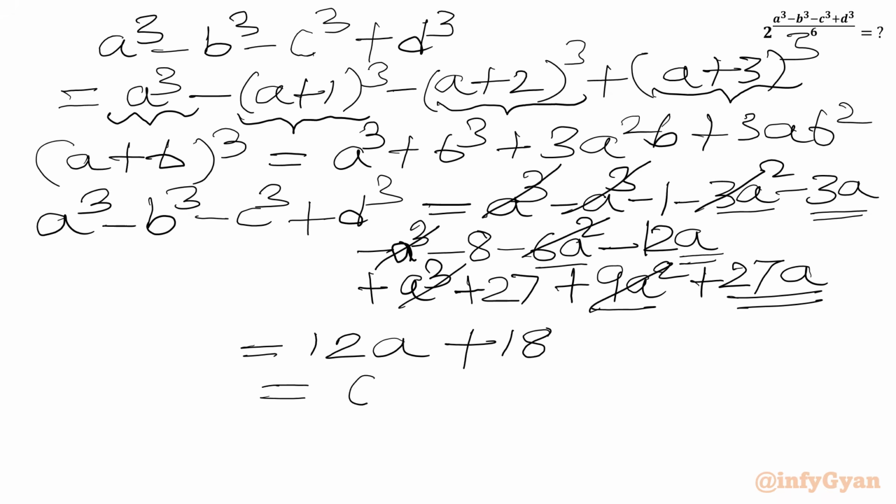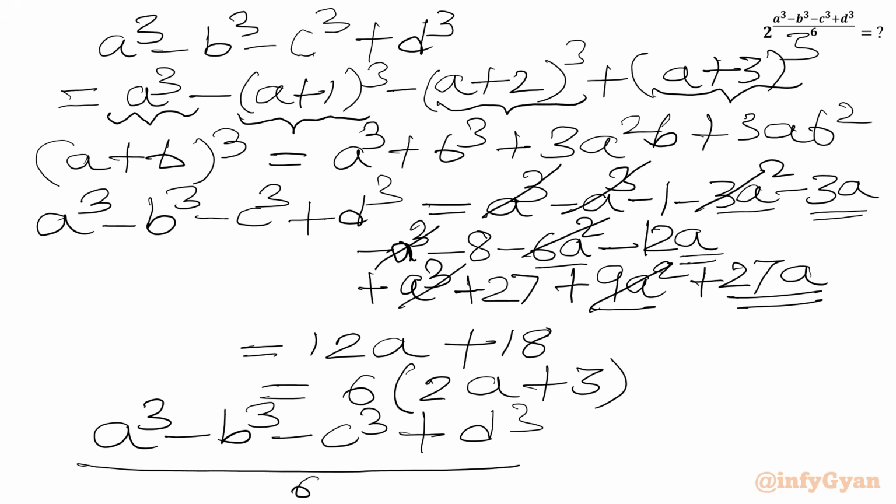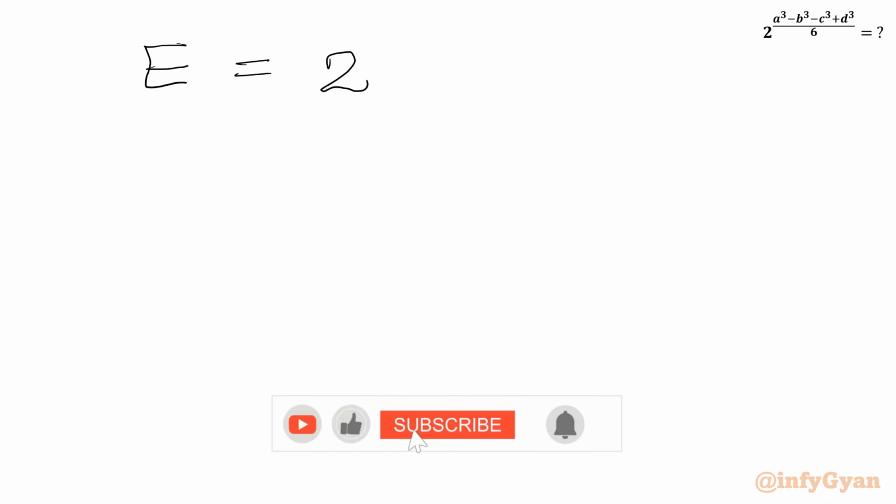Now I can take 6 common out. So in the bracket we can write 2a plus 3. Let's divide both sides by 6. We will get a cube minus b cube minus c cube plus d cube over 6 equal to 2a plus 3. So our power or exponent is 2a plus 3. So I will write here expression E equal to 2 raised to the power 2a plus 3.